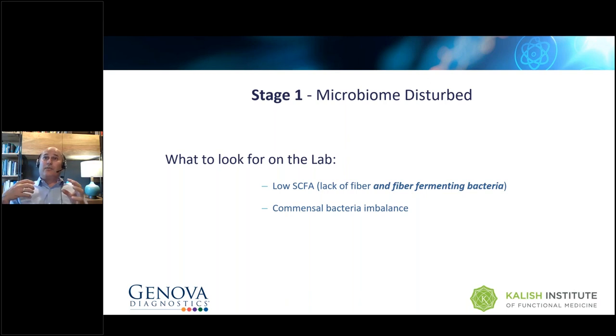And of course, what sets the stage for the microbiome working properly are two important things: polyphenols in the diet and fiber in the diet, which you're going to get from your vegetables and fruit. If you don't have enough polyphenols and fiber in the diet, over time, you're going to end up with a disturbed microbiome. What you'll see on the labs is going to be low short chain fatty acids. The famous one is called butyrate. Low butyrate is a lack of fiber. Lack of fiber leads to low butyrate, and you're going to see commensal bacteria imbalances.